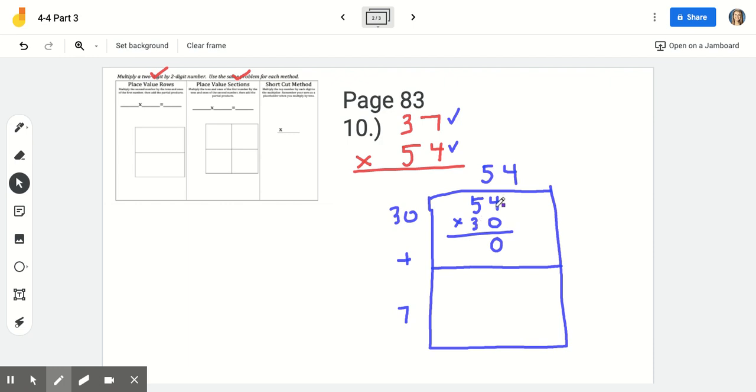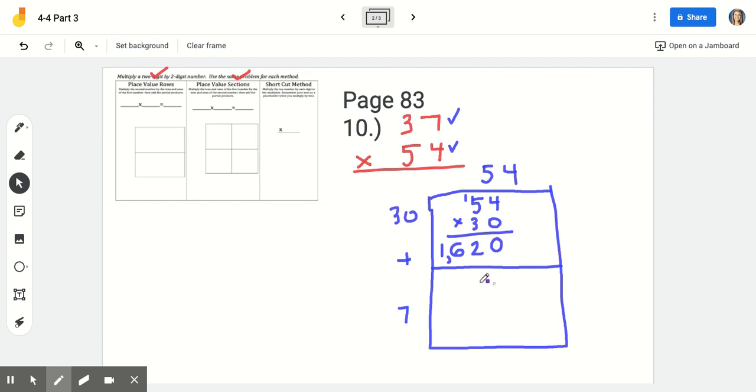3 times 4 is 12. So I'm going to put the 1 above the 5, the 2 in my product in the tens place. And then we're left with 3 times 5, which is equal to 15 plus 1 is equal to 16. And since there's no other multiplication to do, I'm going to put both digits in my product, 1 and 6, to create a partial product of 1,620.